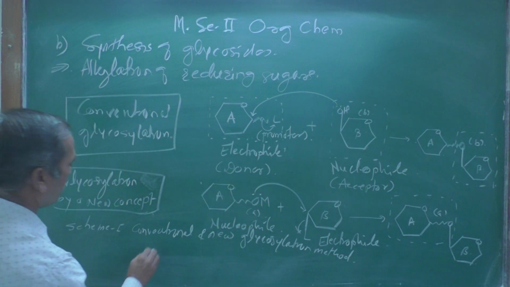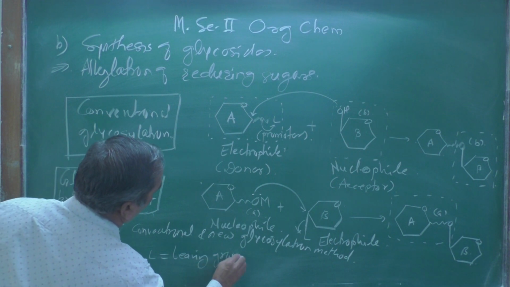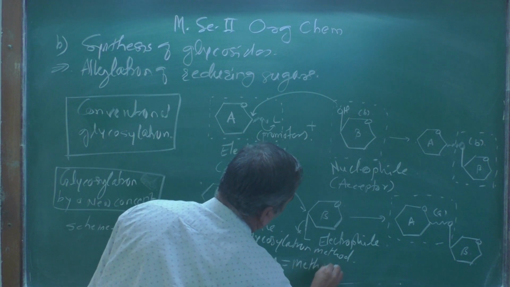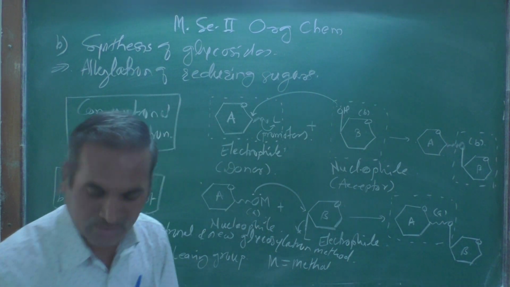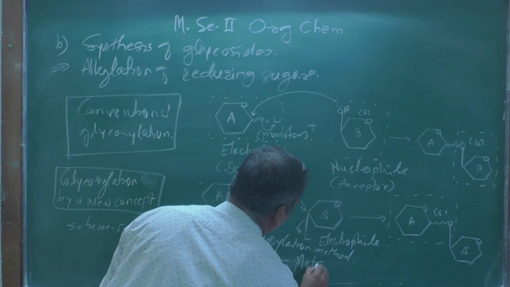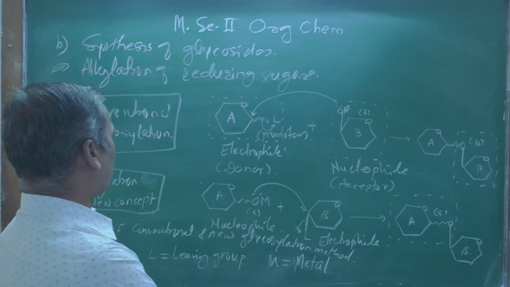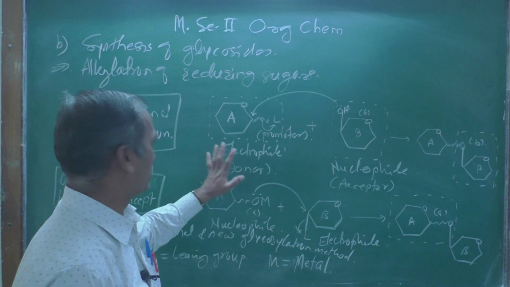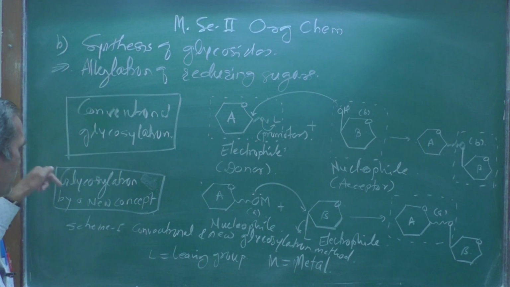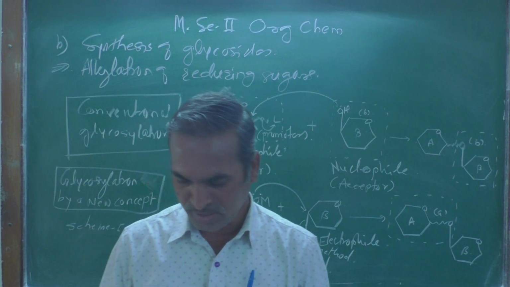Here L is called a leaving group, and M is known as a metal. So there are two clear-cut schemes shown over here. One is a conventional glycosylation, whereas the other one is glycosylation by a new concept.